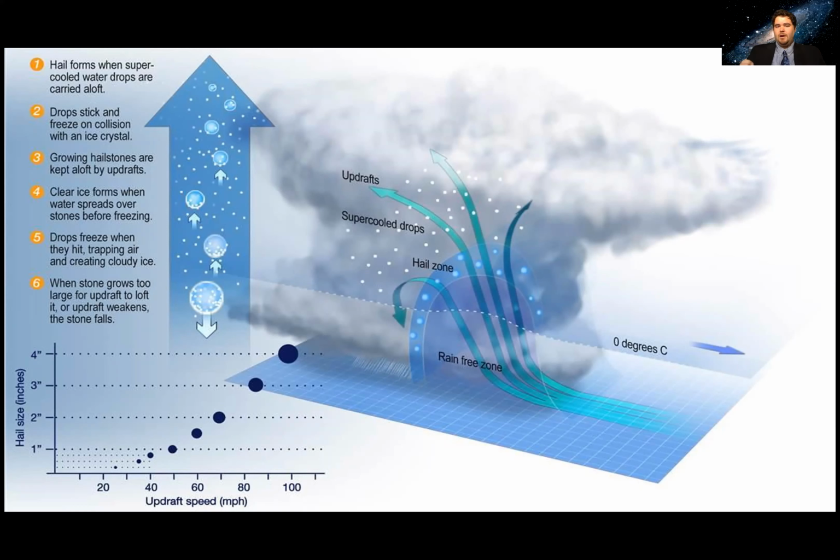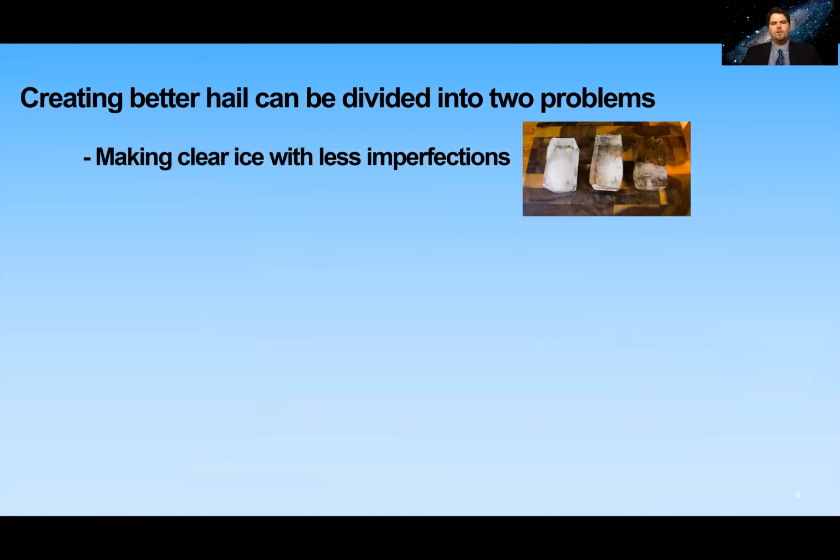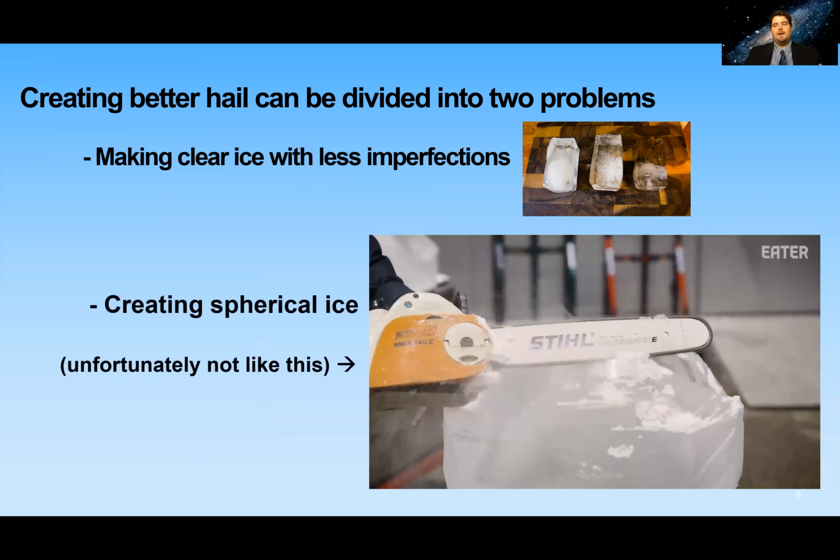But aircraft are encountering hail up at their cruising altitude, where they're encountering hail in the middle of its forming process, where they're essentially encountering the core of a hailstone, which is a very dense and very impurity-free, clear sphere of ice. And that is really what we need to replicate if we're going to get good data to better design our aircraft fuselages. So creating better hail can be divided into two basic problems. The first is making clear ice with less imperfections, and the second is making that ice spherical.